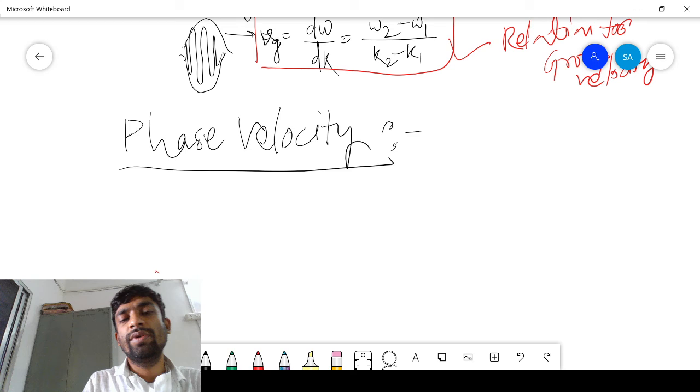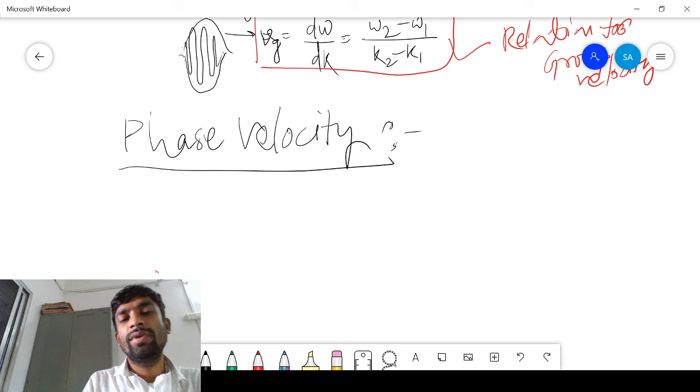Then what is the equation of a wave? y is equal to a sine (omega t minus kx). That is important. This is the relation for a single wave. Here a stands for amplitude, omega stands for angular frequency, k is the propagation constant. This term omega t minus kx is known as the phase.